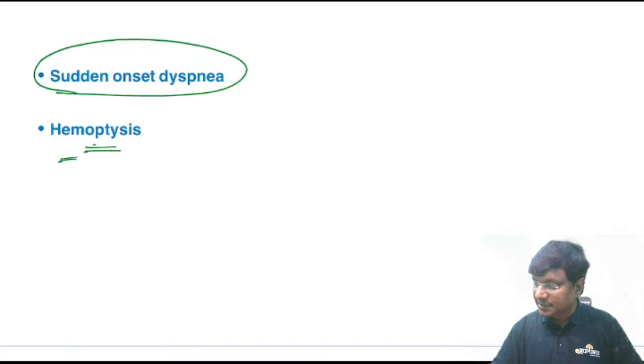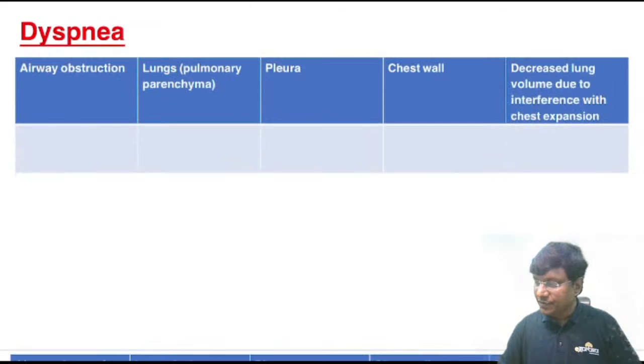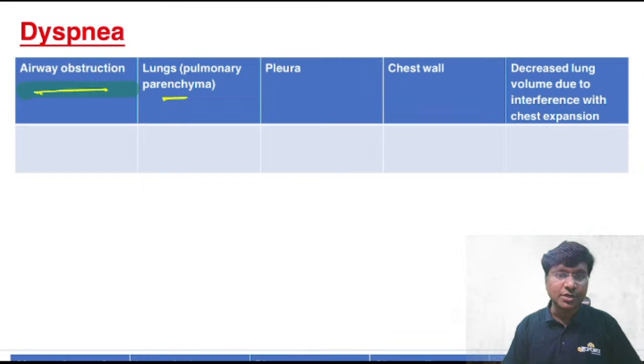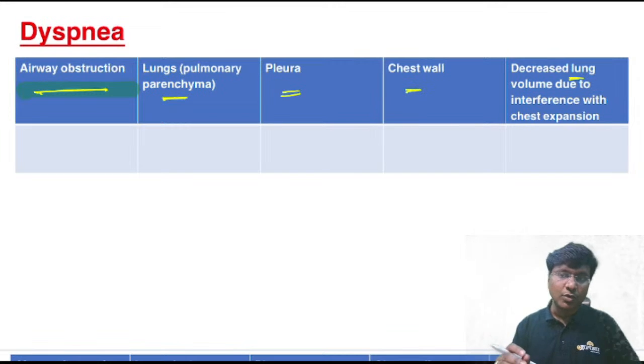Now let us take up the etiologies that cause dyspnea. They include, number one, airway obstruction. Next, pulmonary parenchymal disorders, pleural disorders, and chest wall disorders can cause dyspnea. Decreased lung volume due to interference with chest expansion can also cause dyspnea. These are all the various etiologies causing dyspnea.